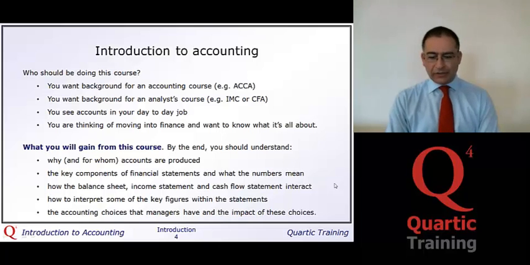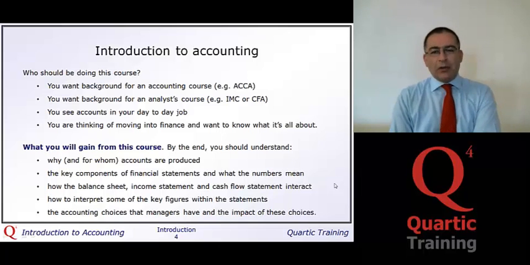What are you going to get out of this course? The main thing, what are accounts, why are they produced? We're going to cover that very shortly. The main components, I've already given you a list of the three main statements. The balance sheet, the income statement, and the cash flow statement, how do they interact? And what are the other statements, what are the other components of accounts that are slightly more complex, slightly more detailed? How do we interpret the figures?